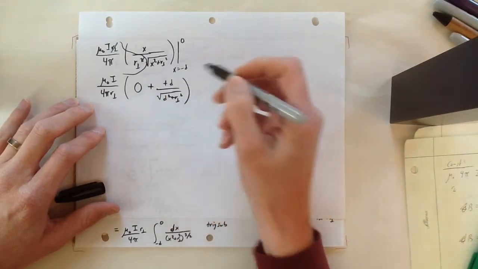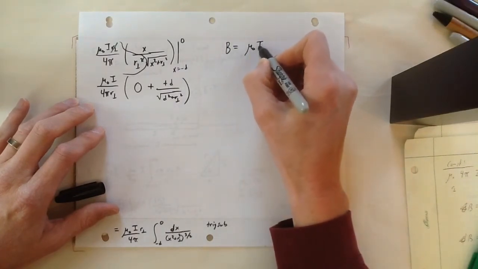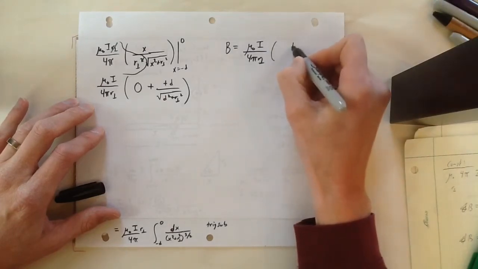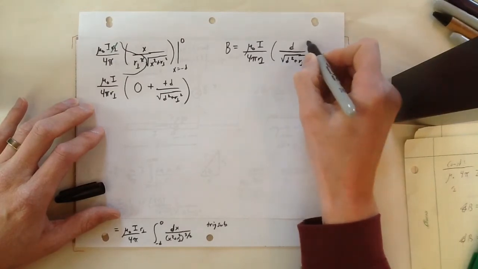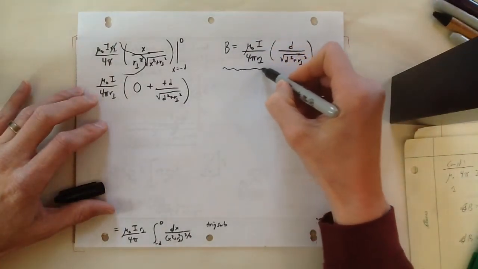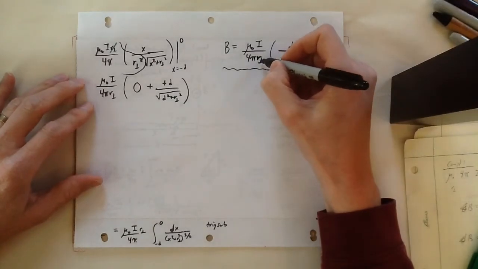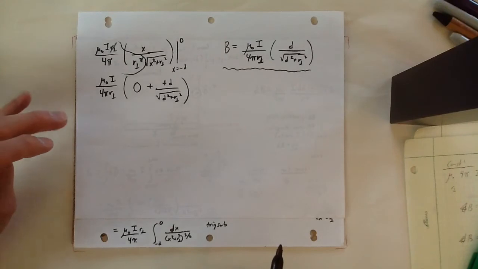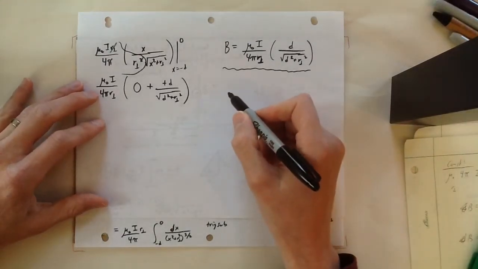These two wipe each other out, and I have my final answer, mu naught I over 4 pi r perpendicular times d over square root of d squared plus r perpendicular squared. So, if you look at this, it's not terribly impressive. It is the final answer for the strength of the magnetic field. I want to show you an alternative expression for this that is incredibly much more handy.